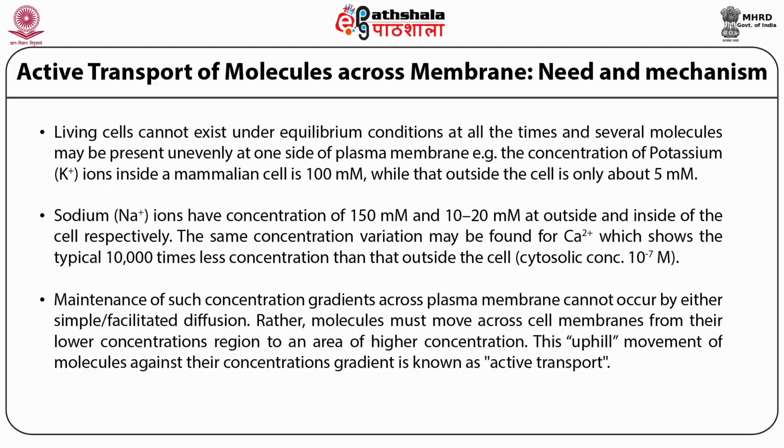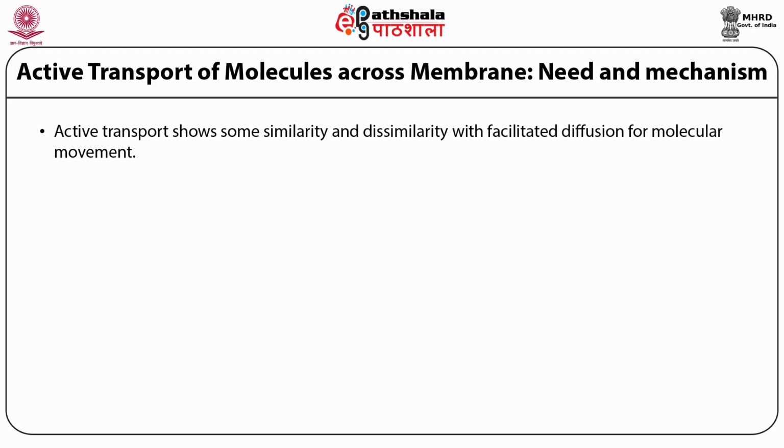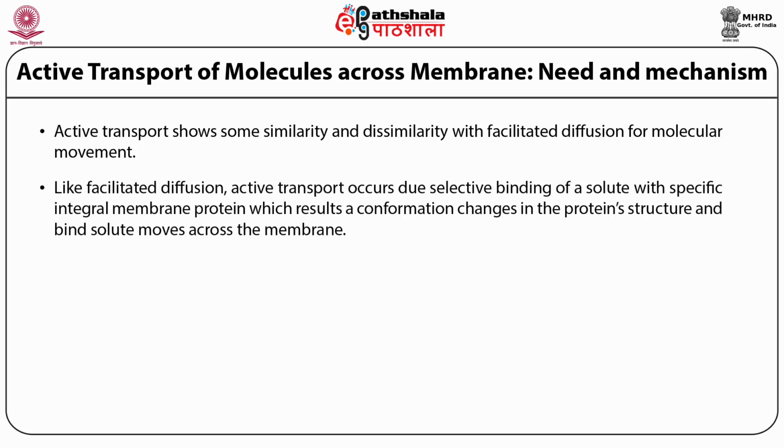Rather, molecules must move across the cell membrane from their lower concentration region to an area of their higher concentration. This uphill movement of molecules against their concentration gradient is known as the active transport system. Active transport shows several similarities as well as dissimilarities with facilitated diffusion. Like facilitated diffusion, active transport occurs due to selective binding of a solute with specific integral membrane proteins, which results in a conformational change in the protein's structure, and the bound solute moves across the membrane.